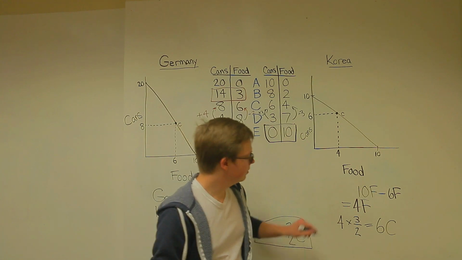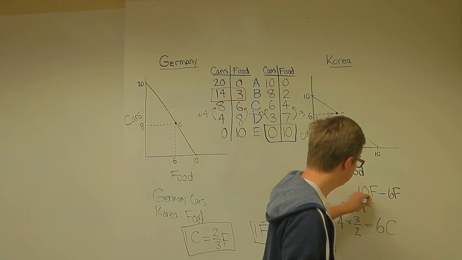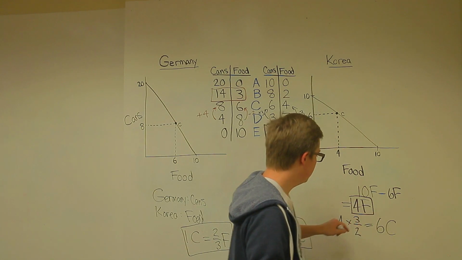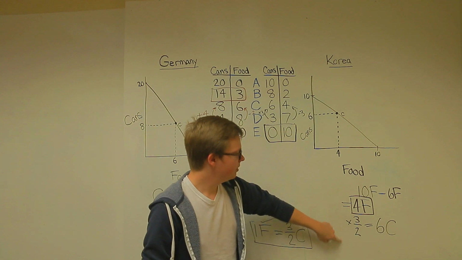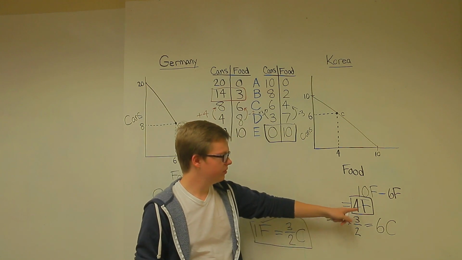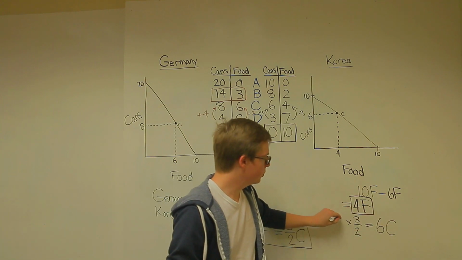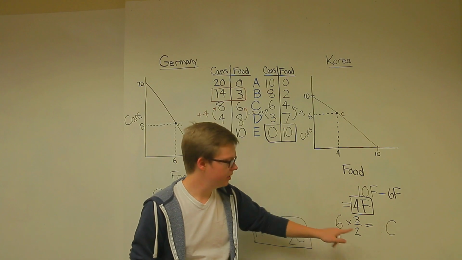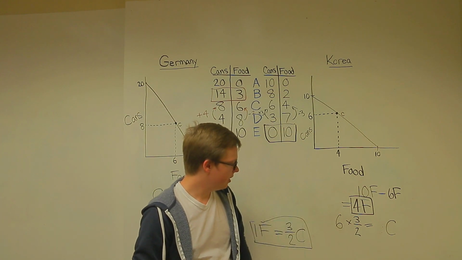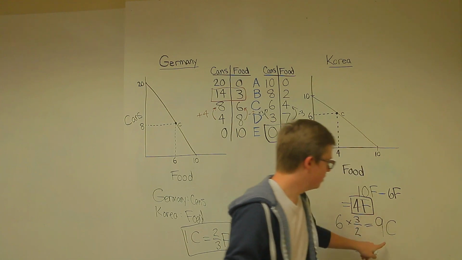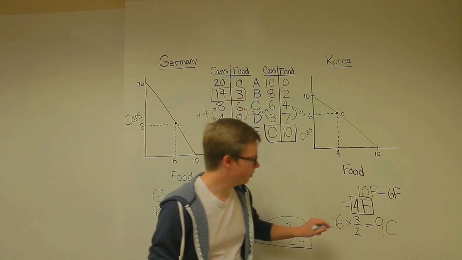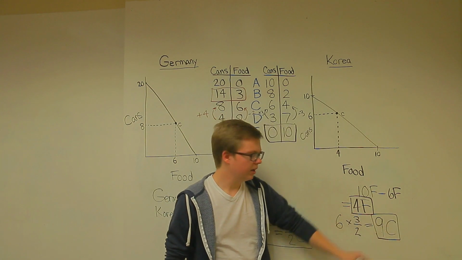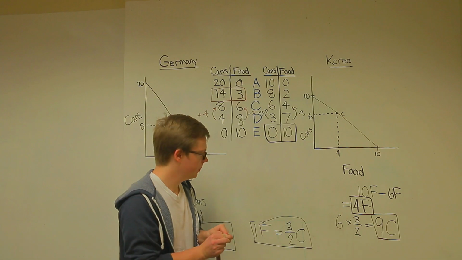Korea has 4 units of food after they trade 6. So they're trading 6 units of food at this exchange rate of 3 halves. 6 times 3 halves will give us 9 cans. So Korea ends up with 4 units of food and 9 cans after trading with Germany.